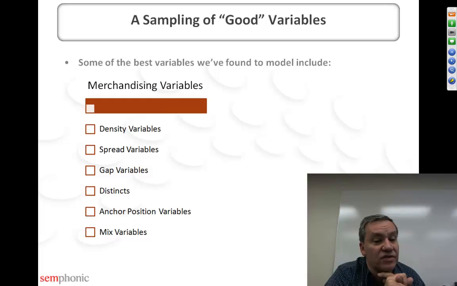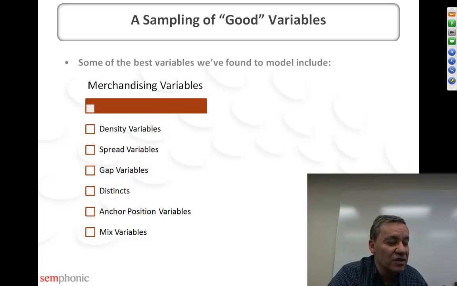The number of distincts. One thing I think is pretty interesting is you've got all these merchandising callouts, but my intuition is that if a merchandising callout is distinct, if it's only used once on the page, that's more powerful than if it's used repeatedly. So looking for places where they only use something once.